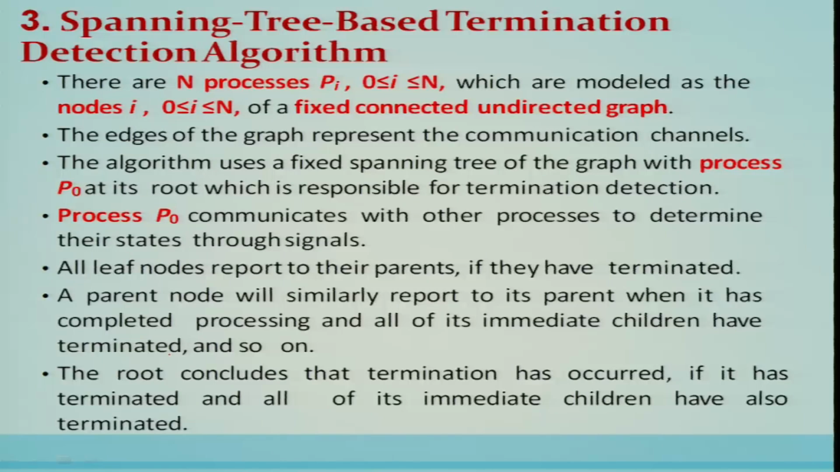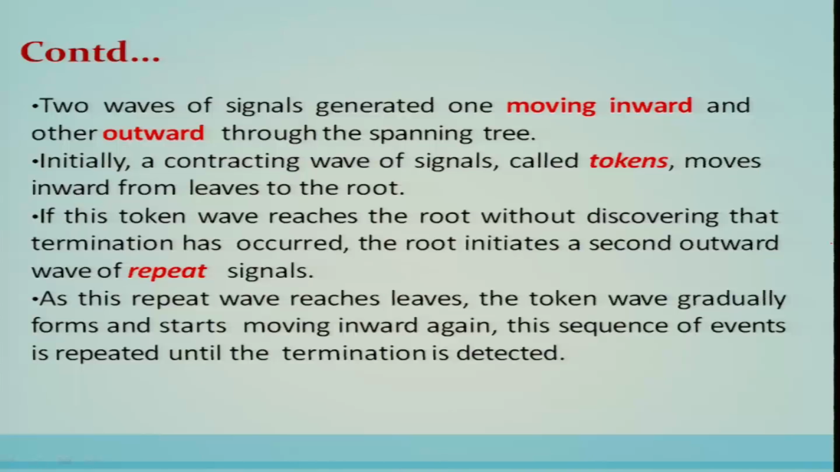All the leaf nodes report to their parents if they have terminated, and this is called inflow. The parent node will similarly report to its parent when it has completed processing and all of its immediate children have terminated, and so on. The root concludes that termination has occurred if it has terminated and all of its immediate children have terminated.